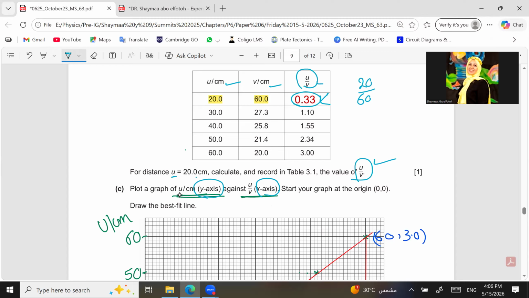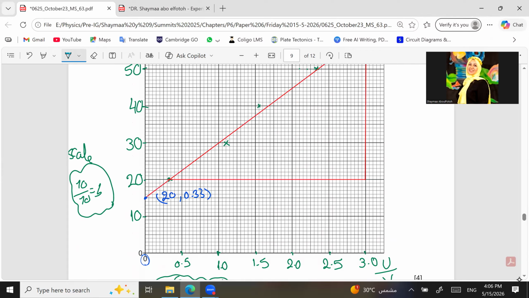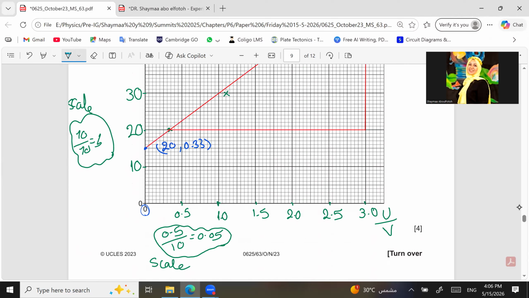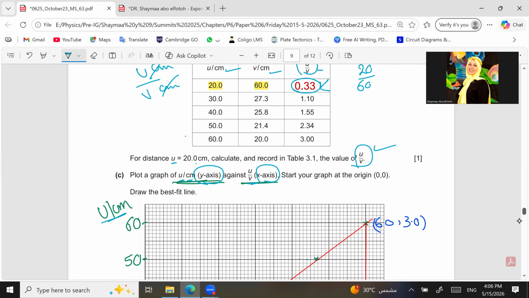the lens, which is U. U is in centimeters, so I will write U slash centimeter. U over V has no distance unit. Why? Because U is in centimeters and V is in centimeters, so they cancel each other. So it will be U over V without writing any units. Okay, U over V. Now, let's see the pattern and the scale.